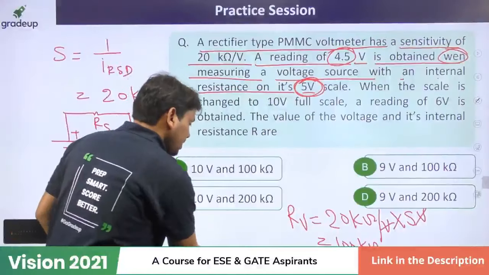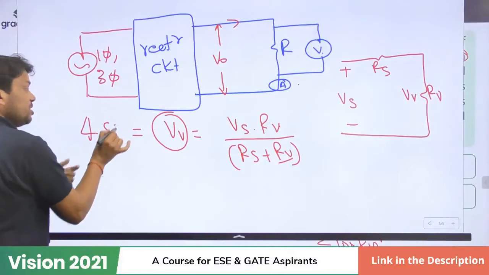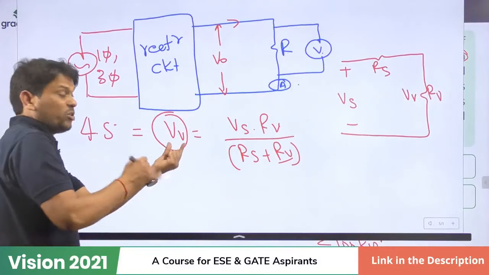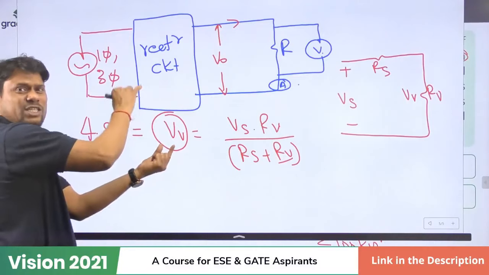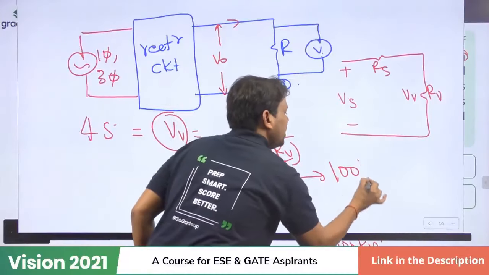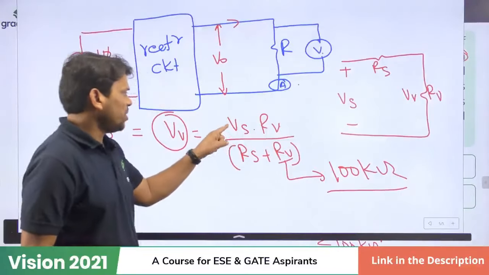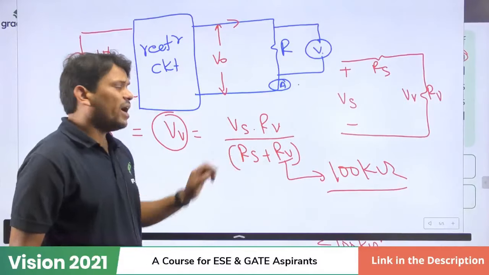So now, dear friend, this value is 4.5 because it is the value measured by the voltmeter, with some drop due to internal resistance. So here 4.5 and this Rv is 100 kilo ohm. Now we have two unknowns. The unknowns are Vs and Rs.